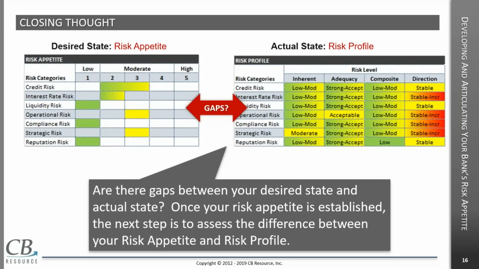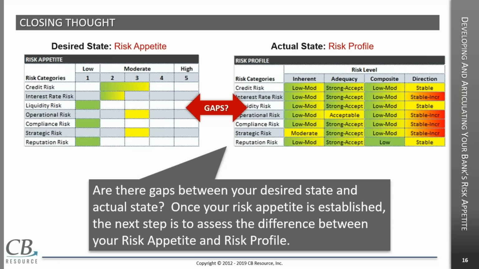When you're doing a risk assessment and you're asking yourself, what's the inherent risk? How well do we control that risk, which would be like adequacy of risk management? What's the composite or residual, and what's the direction? That's a risk assessment. And that could be an enterprise risk assessment against the same risk categories. That's a profile. That is your actual risk view, if you will. Your risk appetite is more of a desired state, right? That's your rule book. That's your rules of engagement.